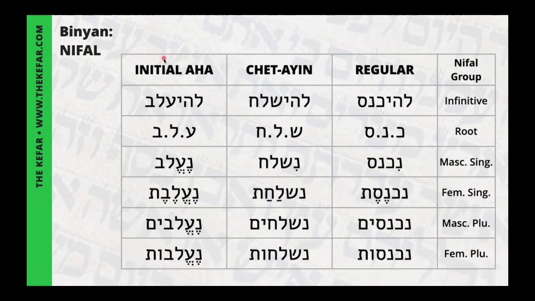And the third group we did was initial aha verbs. These are nifal verbs where the first letter of the root is aleph, hey, or ayin, and that sound pattern is different. So ne'elav, ne'elevet, ne'elavim, and ne'elavot. So e-e-a, e-e-e-et, okay, 4 sounds, e-e-a-im, and e-e-a-ot. Okay, and if you want to review any of these, we covered the regular verbs in lesson 41, chet ayin in lesson 42, the initial aha in 43, and 44 again was a review of all of those, and you can find the review information in the video description.